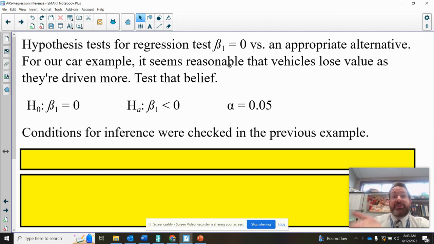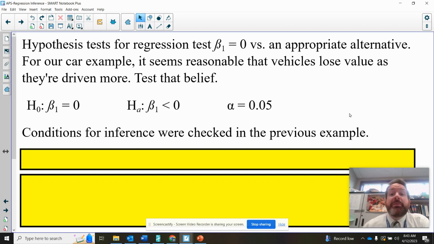So, our car example: as you drive vehicles more, they tend to lose value. So as miles goes up, price should go down, so the regression slope should be negative. So these are the appropriate hypotheses. Beta 1, the true regression slope, is 0 versus the alternative, which we think is true, that beta 1, the slope, is less than 0. Significance level, let's just go with 5%.